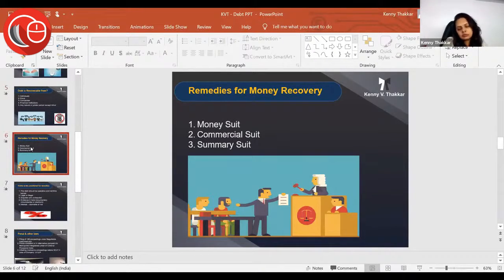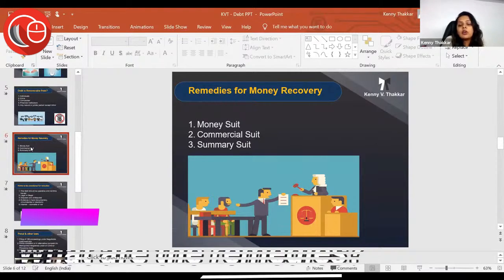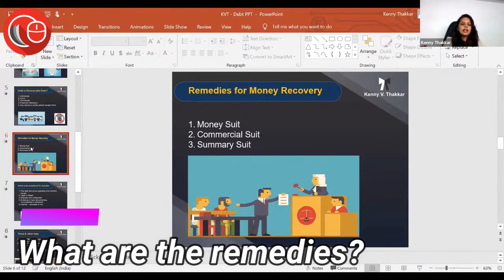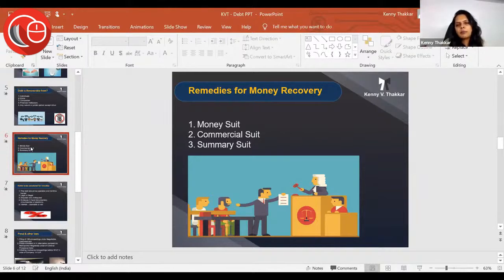Now, the debt is given, the debt has arisen, you gave the money. Now how do I recover? I'll try to give you an idea that debt can be recovered in many ways. There are some remedies which are of civil nature, and some which are of criminal or punitive nature. At times you can take a combination or you can take one remedy.